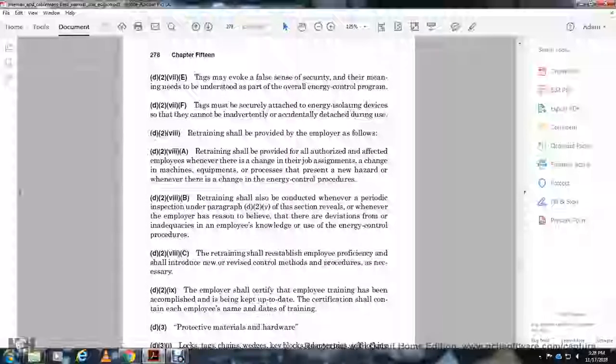Tags may evoke a false sense of security, and their meaning needs to be understood as part of the overall energy control program. Tags must be securely attached to energy isolating devices so that they cannot be inadvertently or accidentally detached during use.